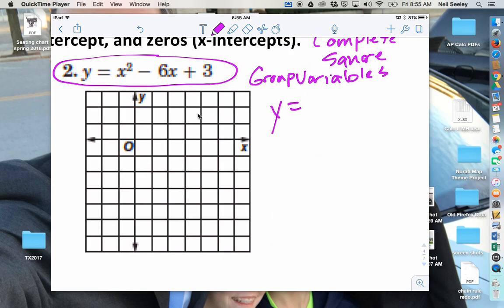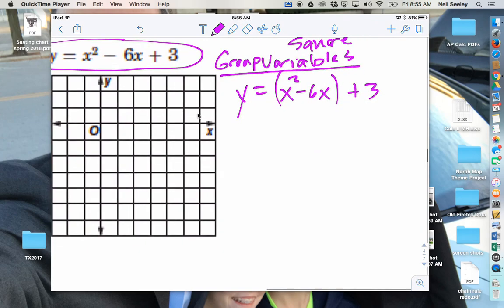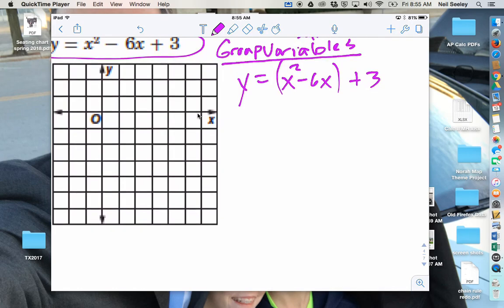And that means, watch this, x squared minus 6x, I'm going to put in parentheses plus 3. And the grouped variables are where we do what's called completing the square. So I group the variables first. And then after I do that, here's how the completing the square goes. If the coefficient on the x squared is 1, you're ready to start. If not, we would have to do some factoring here, but that comes in another problem. But this one's ready to go.